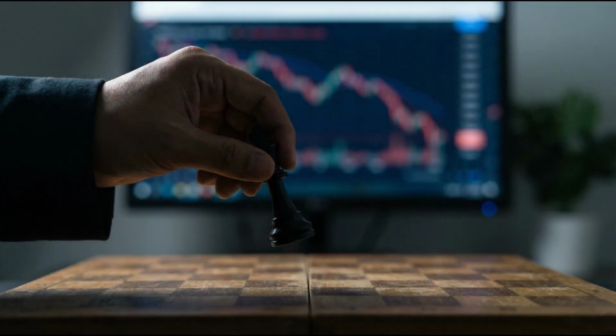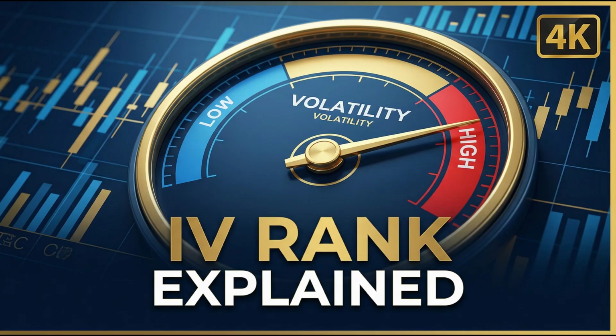However, a word of caution: extremely high IV rank often precedes a binary event like earnings or signals genuine market distress. Do not trade the number blindly. You must ensure the elevated premium justifies the specific risk you are taking. Next, we will distinguish IV rank from IV percentile.